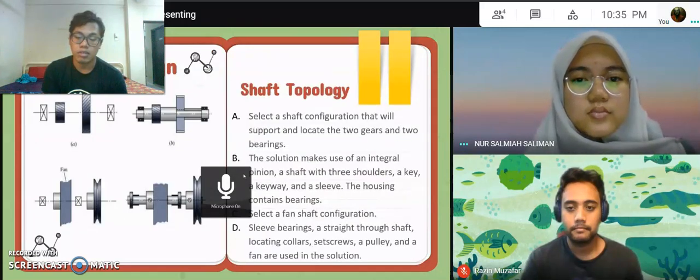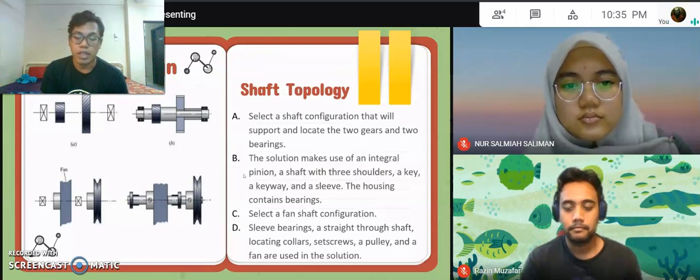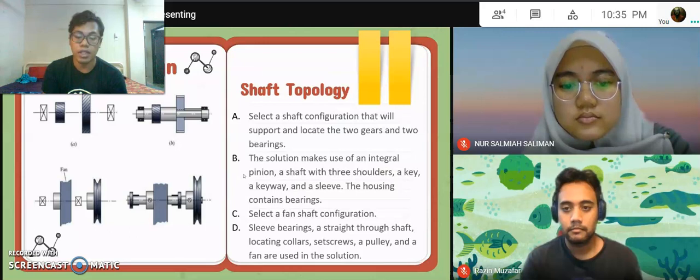For the shaft design, shaft topology. For point A, select a shaft configuration that will support and locate two gears and the bearing. B, the solution makes use of an integral pinion, a shaft with a shoulder, a keyway, and a sleeve. The housing contains a bearing. C, select a fan shaft configuration. D, sleeve bearing, a straight through shaft, locating collar, set screw, pulley, and a fan are used in the solution.